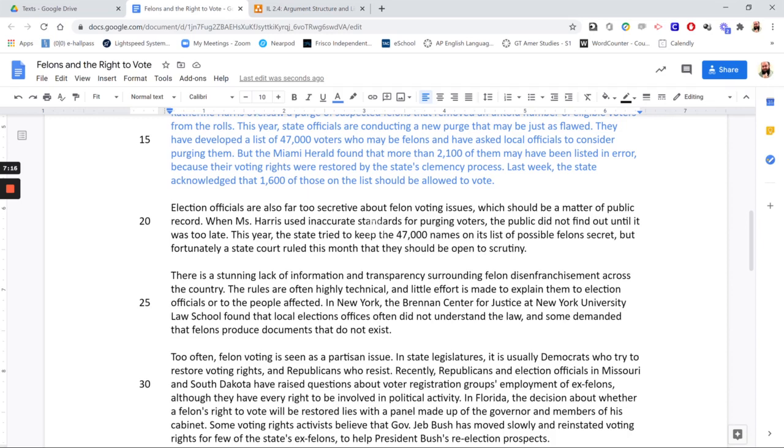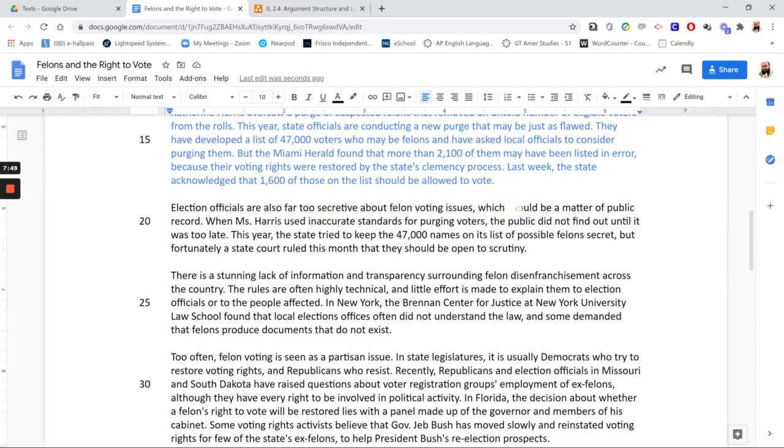All right, so we're back to normal here with the paragraph that leads off with the claim. Yeah, this very first clause. That is our claim. Elections officials are also far too secretive. We know that's the claim because the examples they give of Katherine Harris using secret standards for purging voters that weren't known until it was too late, until after the election, and this example from this year, the year 2004, of trying to keep the 47,000 names secret as well. So that is going to be our claim.